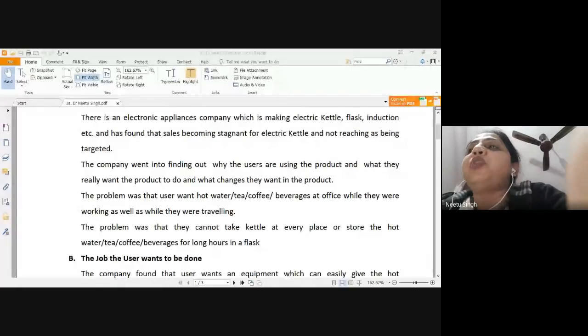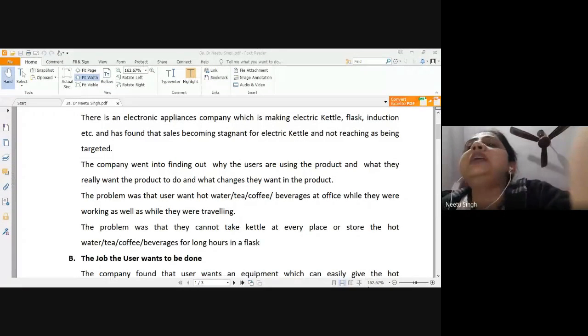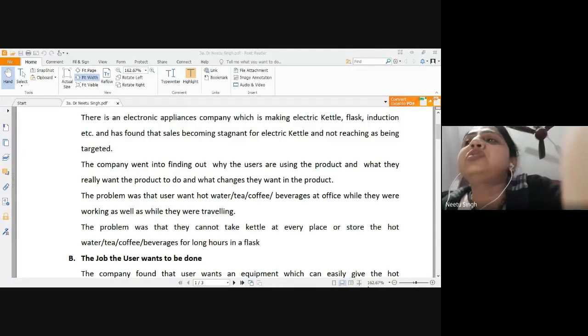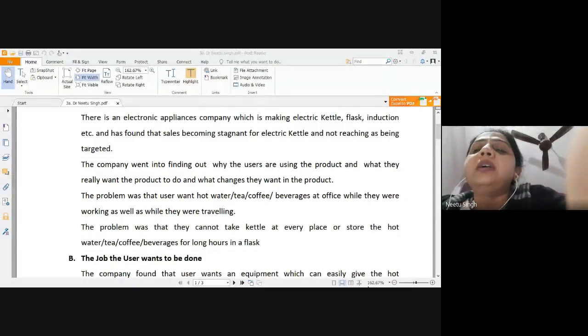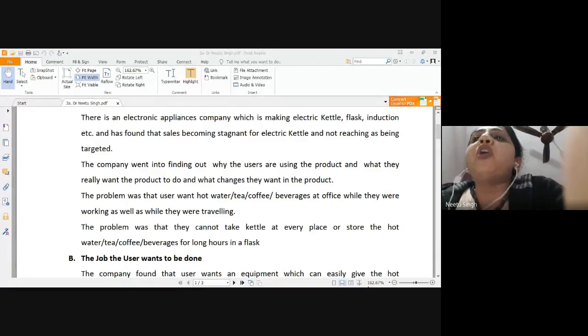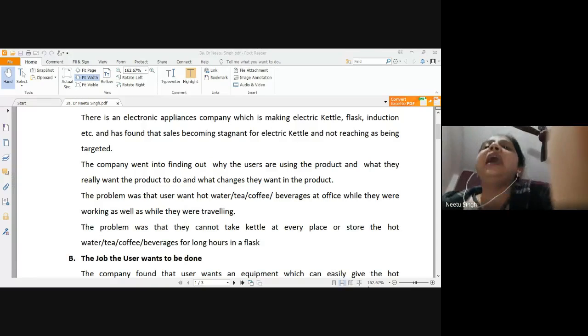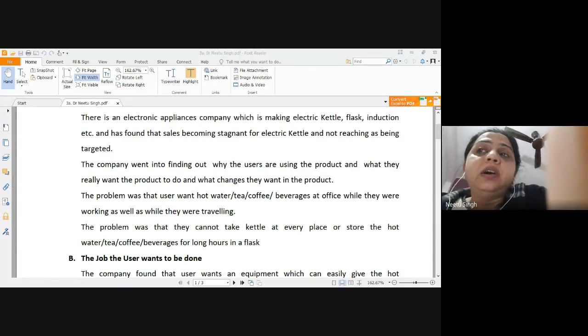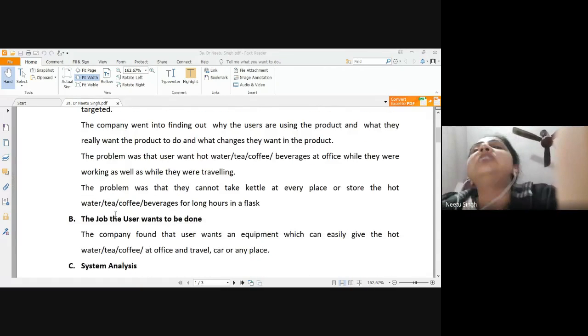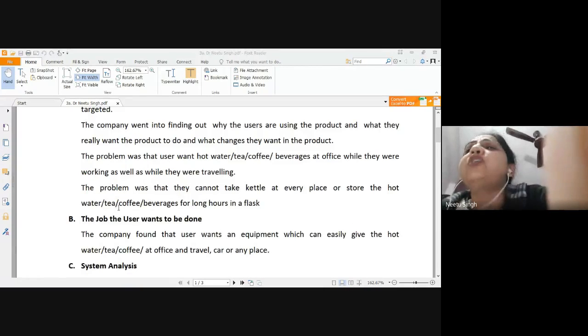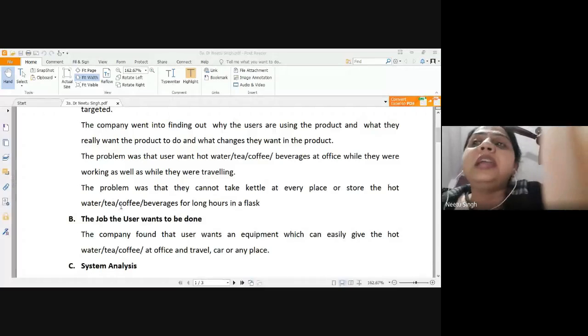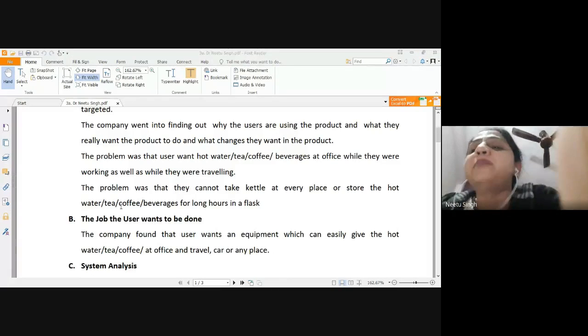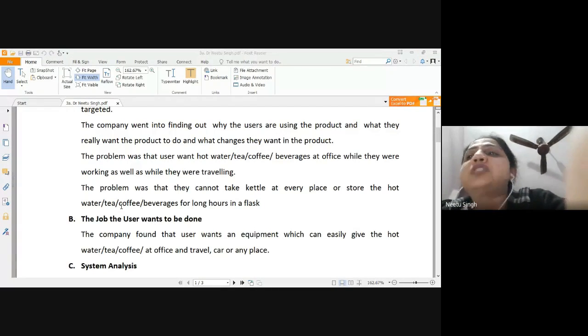So the problem which the company is finding is that sales are not increasing, because the electric kettle and so many innovations are going on, and flasks and equipment of this type are also being made. But the problem which the company found was that hot water or tea or coffee is very essential while going outside, but people are not able to carry it, or it becomes very clumsy if they take a flask or kettle with them.